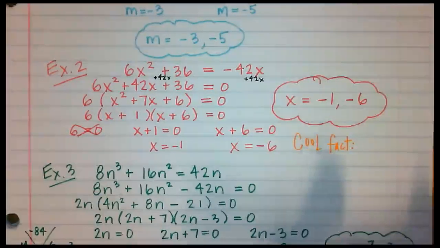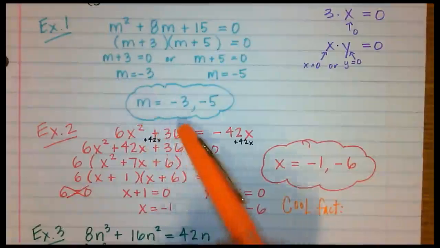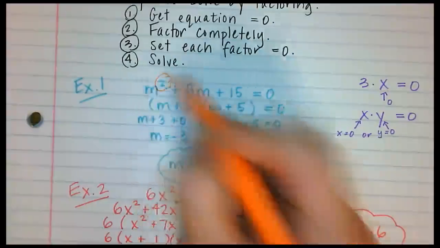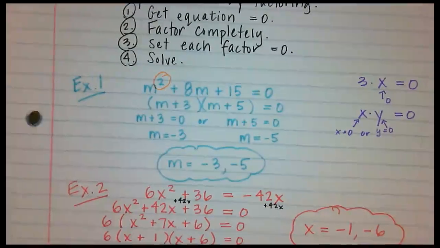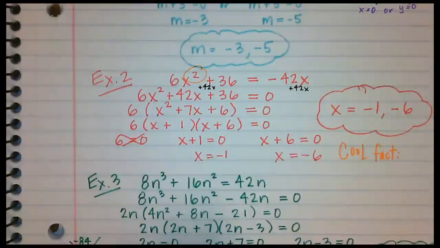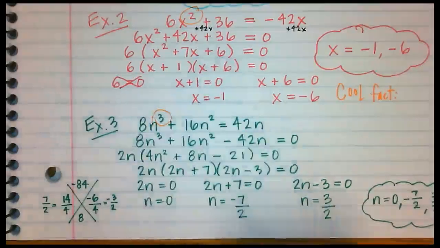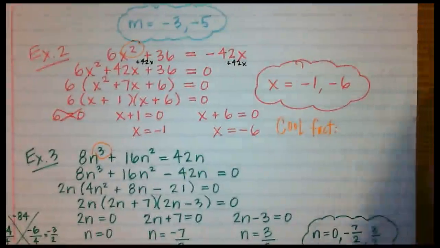All right. If you notice, this question we got 3 answers. This one we got 2. This one we got 2. So it just so happens that the exponent on the leading term is going to tell you how many solutions you should have. So this one was a squared, so we should have 2 answers. This one, the highest exponent is 2. We got 2 answers. This one, the highest exponent was 3, and we got 3 answers.